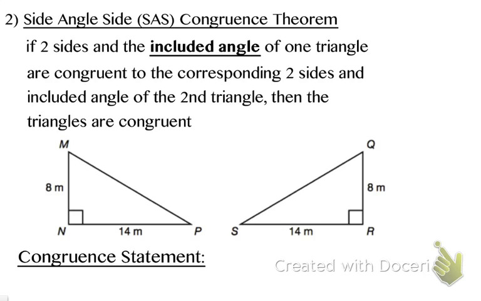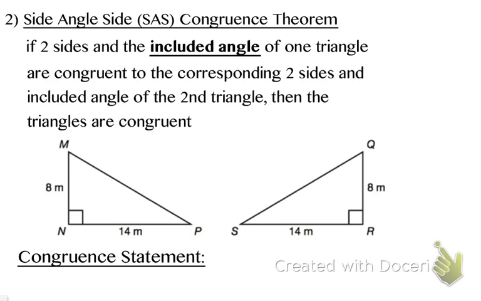All right, let's take a look at the next congruence theorem or rule that we can use to prove that two triangles are congruent. The second one is called the side angle side congruence theorem. It states that if two sides and the included angle of one triangle are congruent to the corresponding two sides and corresponding included angle of the second triangle, then those triangles are congruent. Now I just want to make sure that I clarify what the included angle means. Notice that I've underlined it and typed it in bold because it is important that we really understand what that means. So I'm going to come back and point that out.